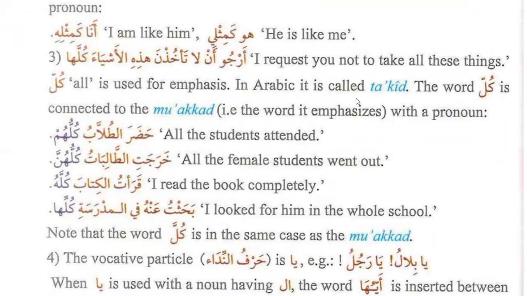Arju an la ta'khudhna hadhihi al-ashya'a kullaha. I request you not to take all these things. Kulla, all, is used for emphasis. In Arabic, it is called ta'kid. The word kulla is connected to the muakkad. The word is emphasized with a pronoun.